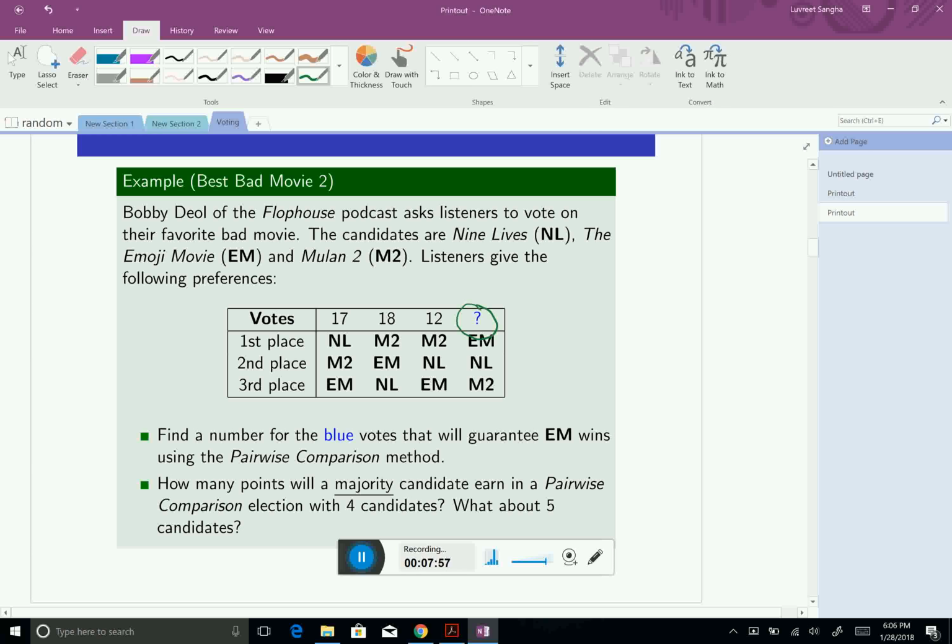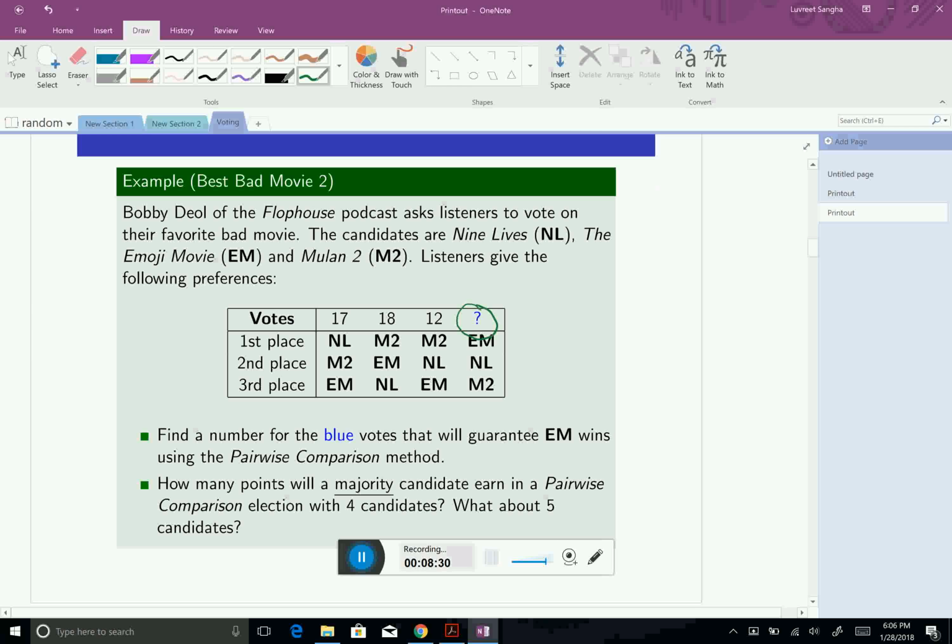So the first question that I want to ask is, I want to find a number of votes that we could put in that last column that would guarantee that EM, which is the Emoji Movie, would win if we use pairwise comparison. So if we want to guarantee that EM wins using pairwise comparison, we need to guarantee that EM wins all of its matchups. And it turns out that to do that, we just need to make sure that EM has a majority.